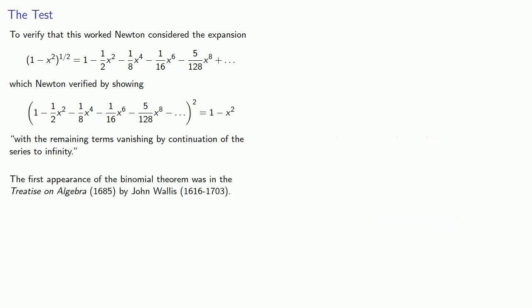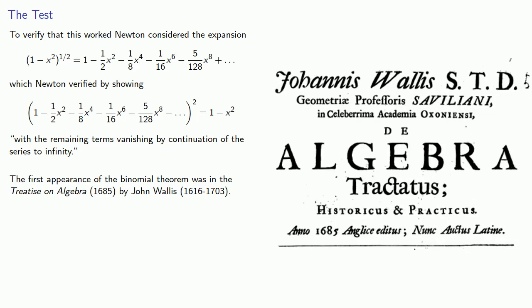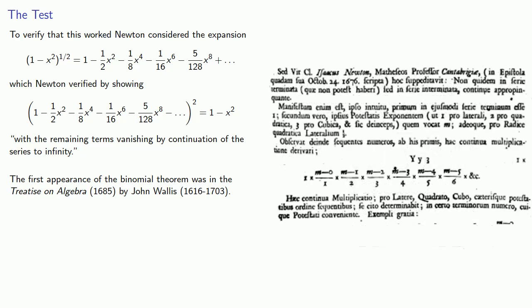Now remember, Newton communicated these results by letter in 1676, and so the first actual appearance of the binomial theorem was in the treatise on algebra in 1685 by John Wallis, where Wallis includes Newton's result.